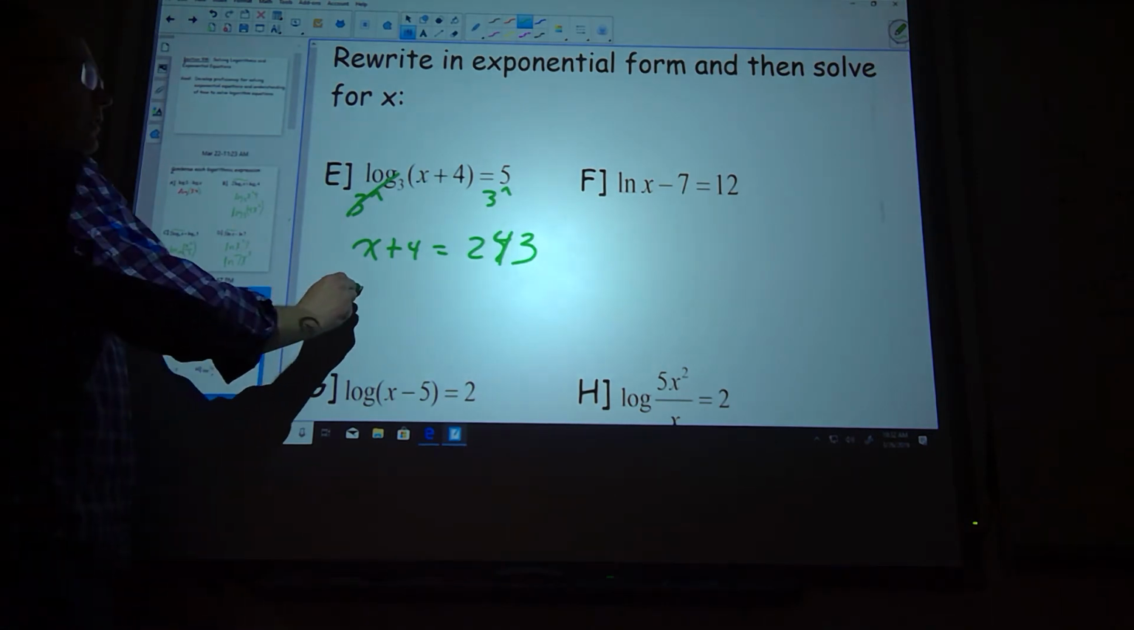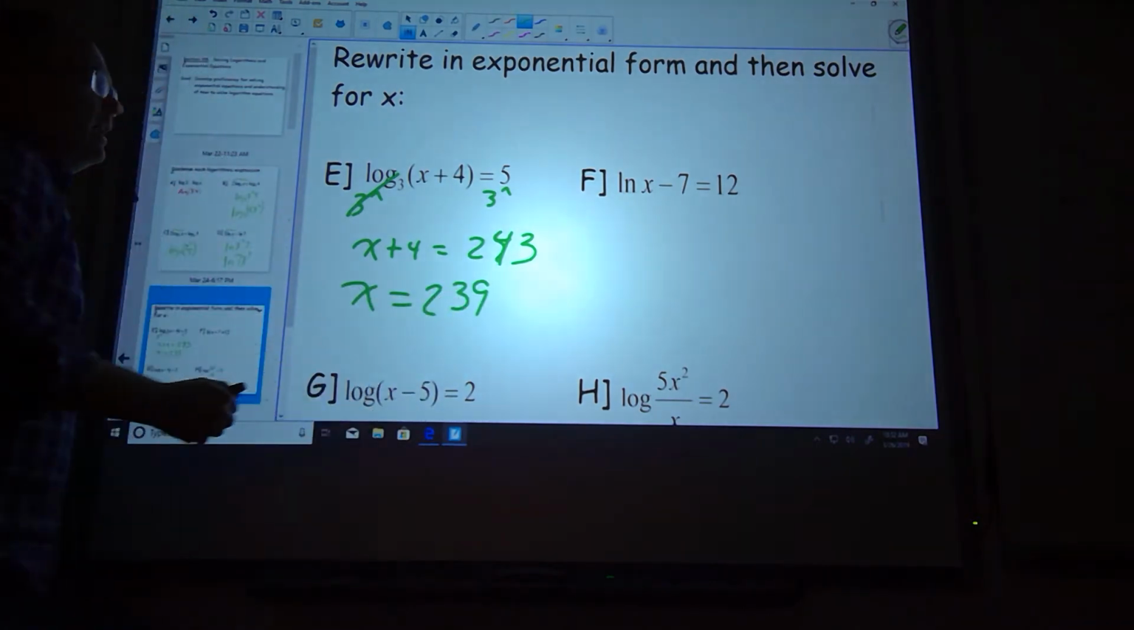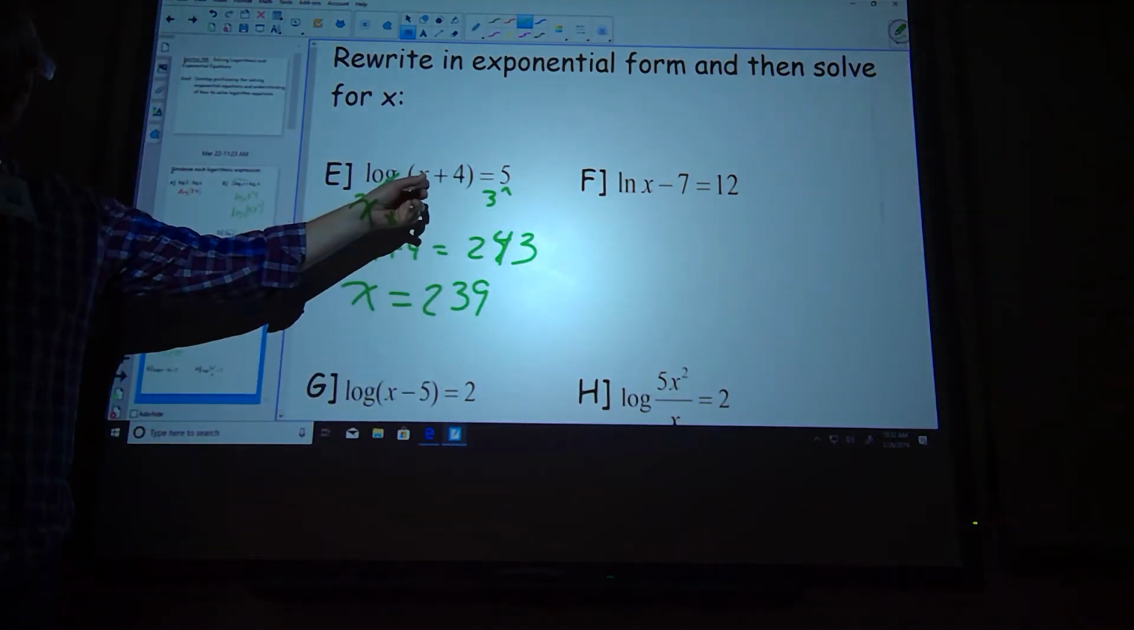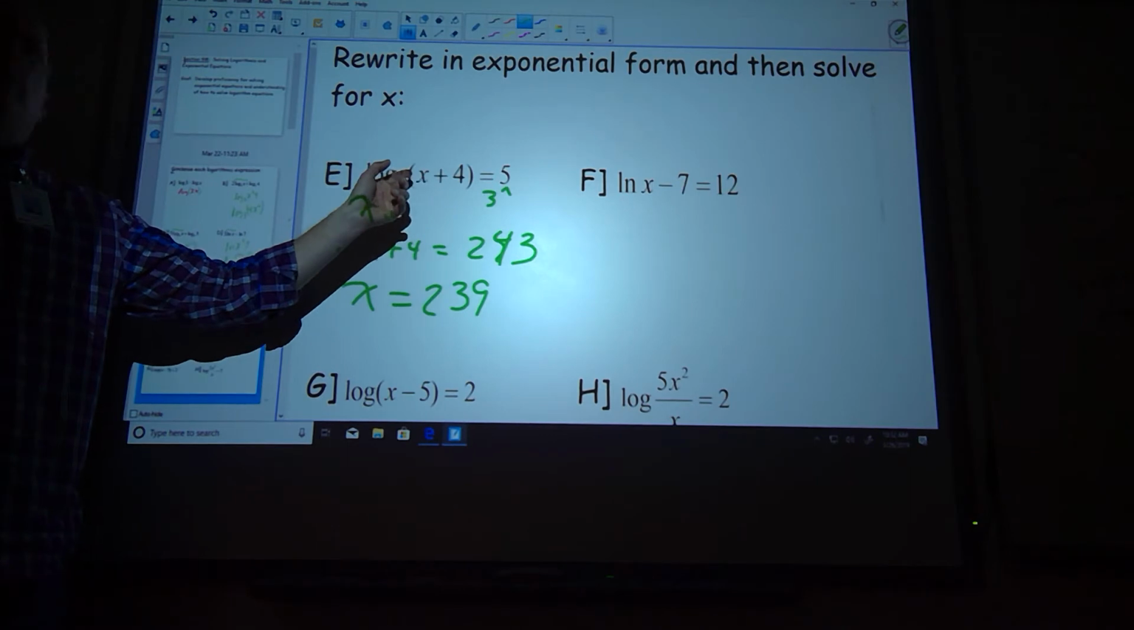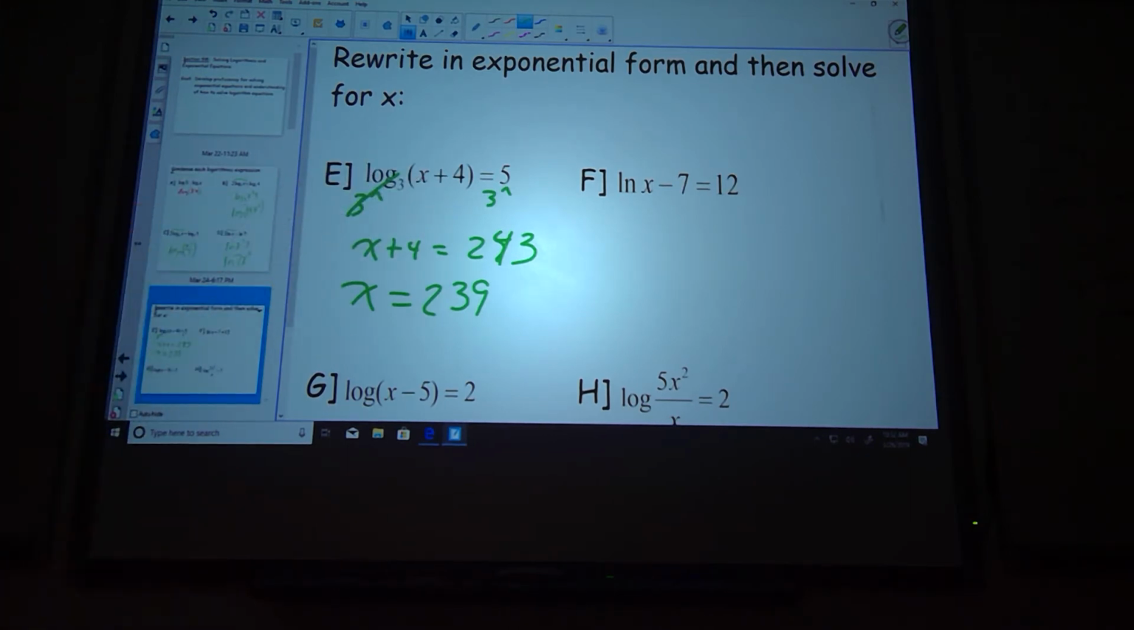Subtract 4 from both sides, and we come up with 239. And then if I take 239 and I plug it in for x, does what's in parentheses become negative? No, so that is our solution. It's not an extraneous solution. If it did become negative, this would have no solution to the problem. What does a no solution problem look like when you graph it? Does anyone have any ideas? What is a solution when I graph something? Lines intersect. So if there's no solution, they won't intersect. So they're parallel.